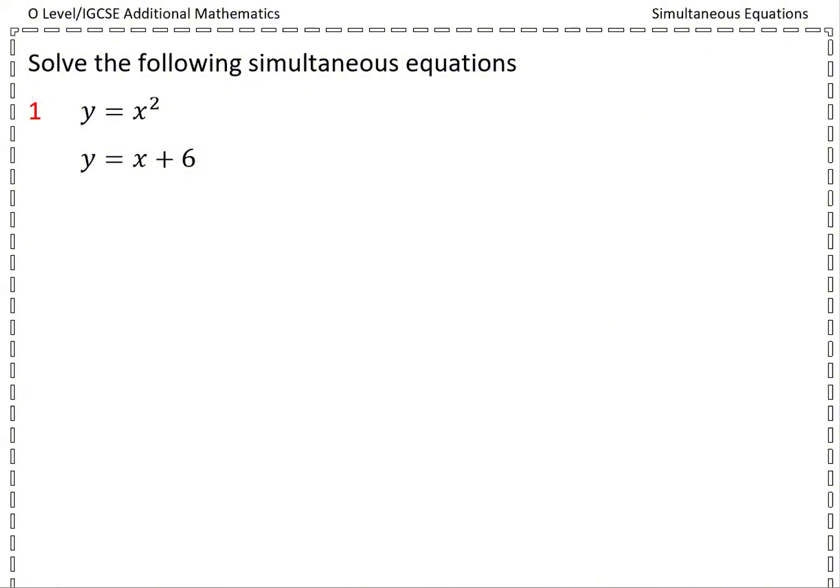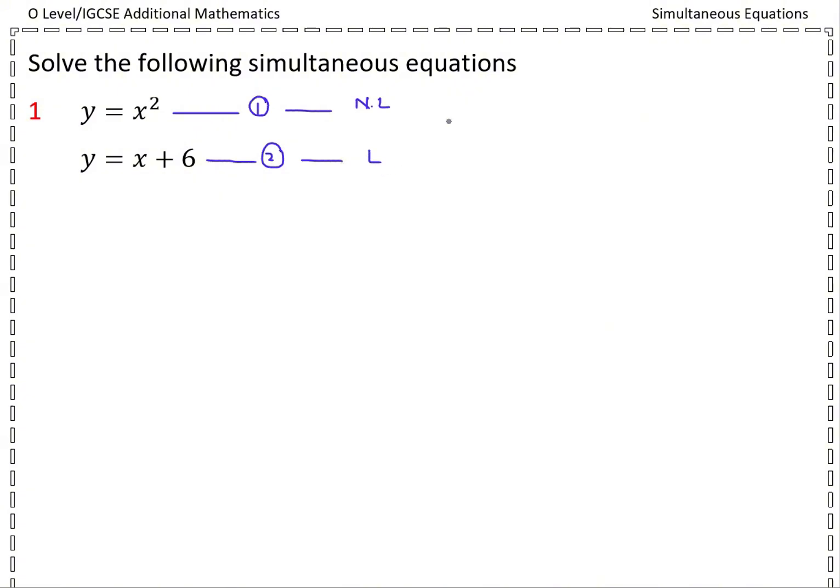Let's solve pairs of simultaneous linear and nonlinear equations. In the first question, we have y is equal to x squared and y is equal to x plus 6. First of all, we can name this as equation 1 and this as equation 2. Then we have to see which equation is linear and which one is nonlinear. First one is nonlinear and the second one is linear.